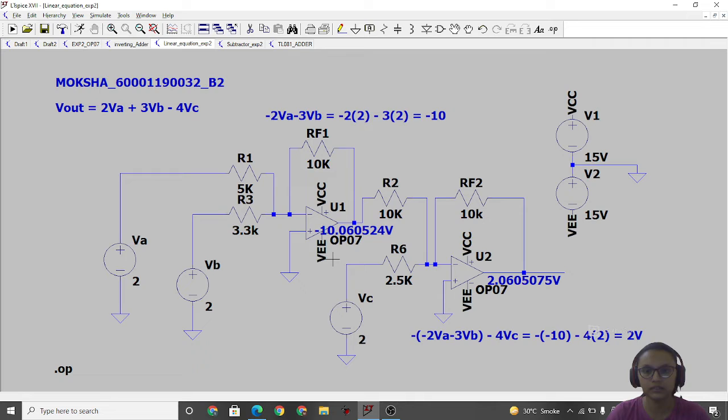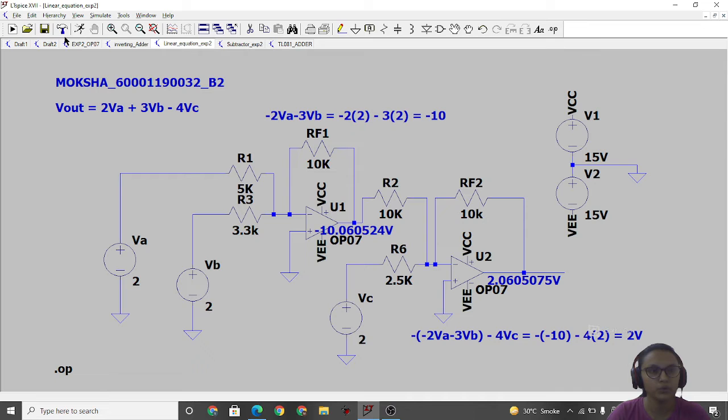Now this output is given to the second op-amp at the inverting side using a resistor R2, so that the output of the first is given directly to the second op-amp. At the inverting side we have connected 10 divided by 2.5, that is minus 4, for the VC. So we get 2VA plus 3VB minus 4VC. Why positive? Because this minus 10 gets inverted again here, so you get positive 10, and minus 4 into 2 should be 2 volt. So we are getting 2 volt.